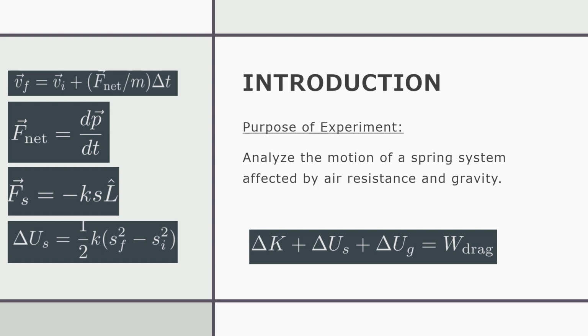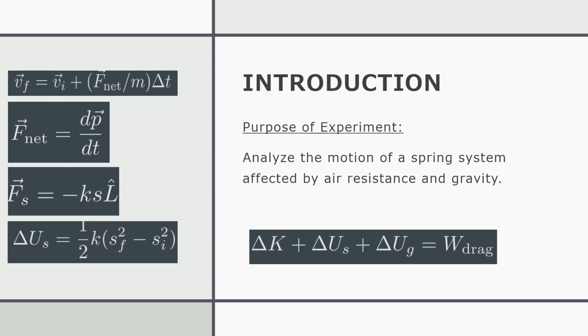We have the potential energy for a spring, so 1/2 times the K, which is the spring constant, times the change in position, so you have position final squared minus position initial squared, and you also have the energy formula, so delta K plus delta U, which is the spring potential energy, plus delta UG, which is the gravitational potential energy, is equal to the work of the drag force.